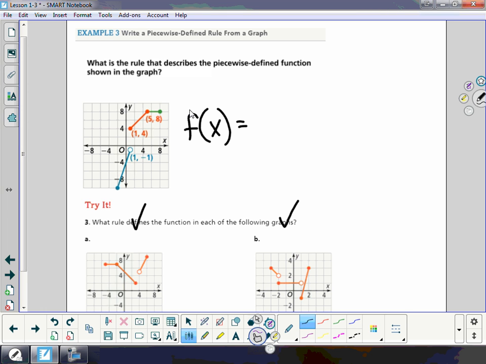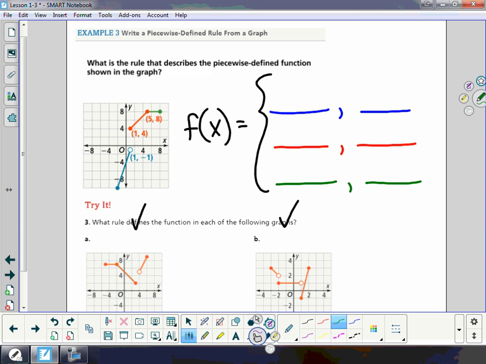So for this function, we have 3 different pieces. We have the blue, we have the red, and we have the green. On the left side, we're going to put the actual rule. That would be the equation that produces that piece. And after the comma, you're going to put the domain for which each function is active.